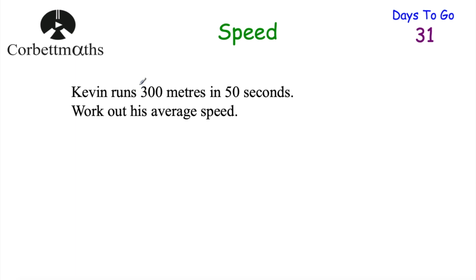Okay, our next question says, Kevin runs 300 meters in 50 seconds. Work out his average speed. Feel free to press pause now to work this out.